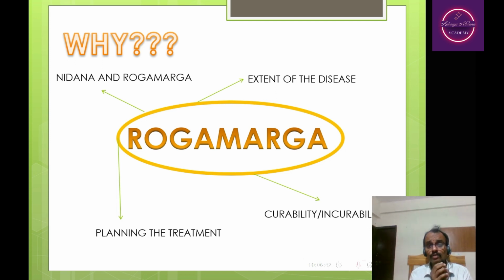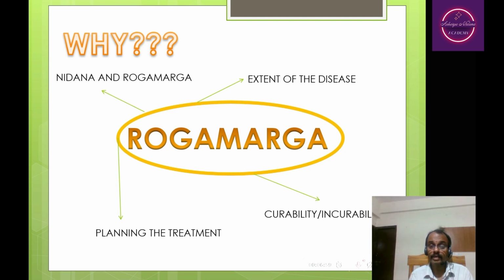Second, the extent of the disease. Depending upon the clinical manifestation, we can predict which Rogamarga are afflicted. We are going to see this in the coming examples.